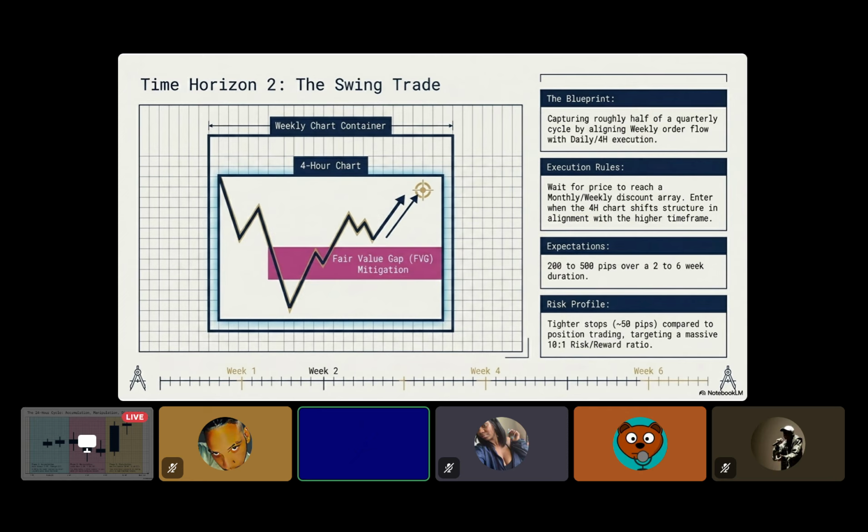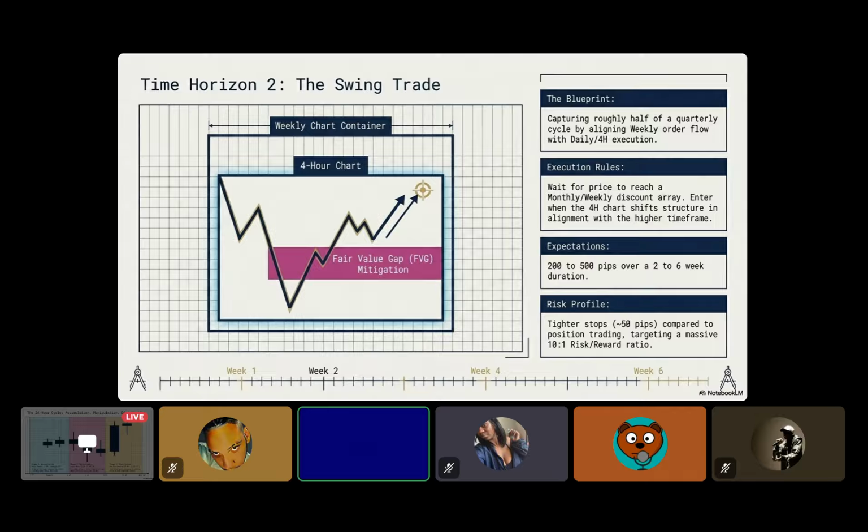So, capturing roughly half of a quarterly cycle by aligning weekly order flow with the daily or 4-hour execution. You would end up waiting for price to reach a monthly or weekly discount array. Enter when the 4-hour chart shifts structure in alignment with the higher time frame. You're expected to get 2 to 500 pips over a 2 to 6 week duration. Tighter stops, roughly 50 pips compared to position trading, allow you to target a massive 10 to 1 or higher risk to reward ratio.